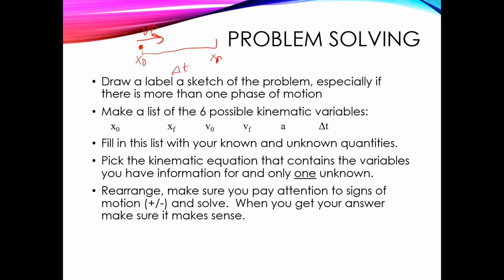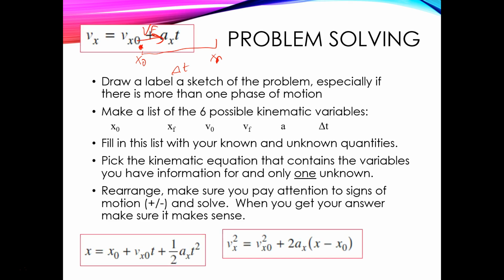The next thing you need to do is make a list of the 6 possible kinematic variables. We have our initial position, our final position, our initial velocity, our final velocity, our acceleration, and our time. This is going to come in handy because the first thing you're going to do after that is fill in this list with what you know and what you don't know. Then, based upon what you know and don't know, you're going to pick the correct kinematic equation that contains the variables you have information for and only one unknown value. Rearrange that equation, and then solve for your final answer. Pretty cool, right? We'll do a few practice problems.